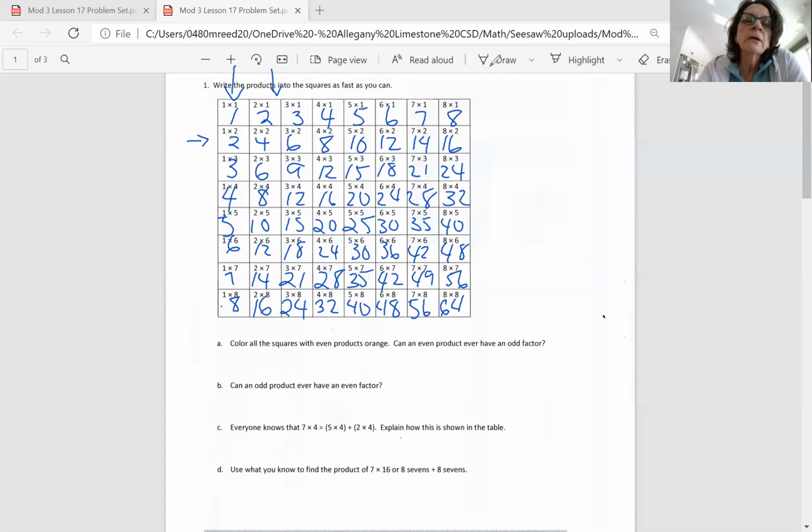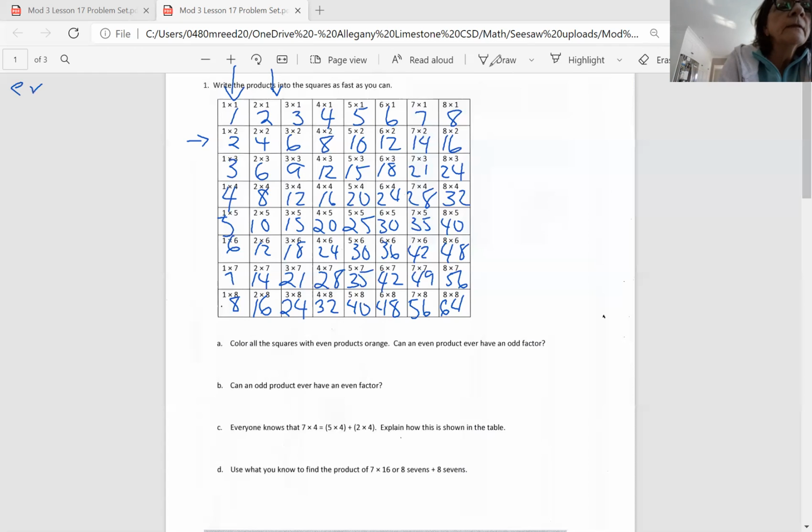Now, the next thing we're going to do is we want to color all the squares that have even products orange, okay? So I guess first we have to review what is an even number, what is an odd number. So an even number is a number that ends in 0, 2, 4, 6, or 8. An odd number ends in 1, 3, 5, 7, or 9. So let me just see if I can write that up here for us.